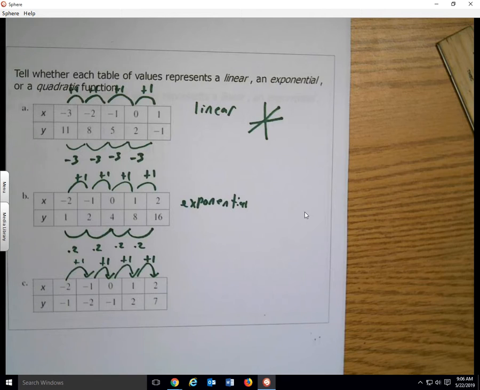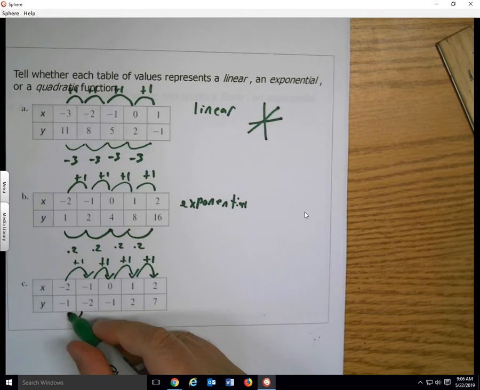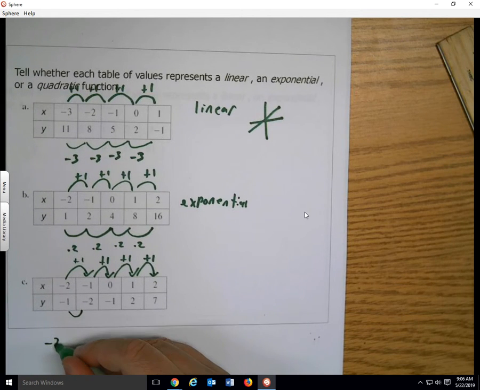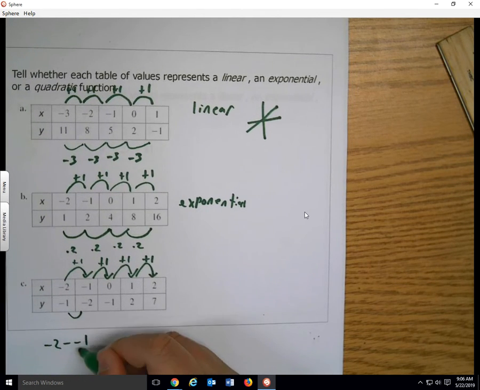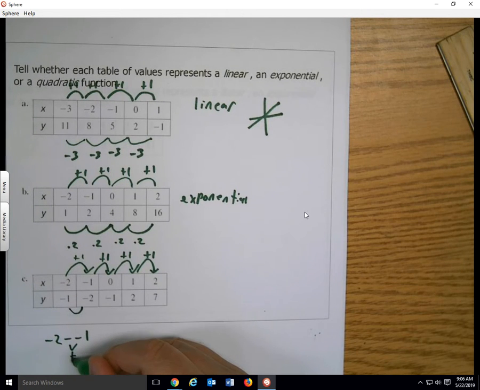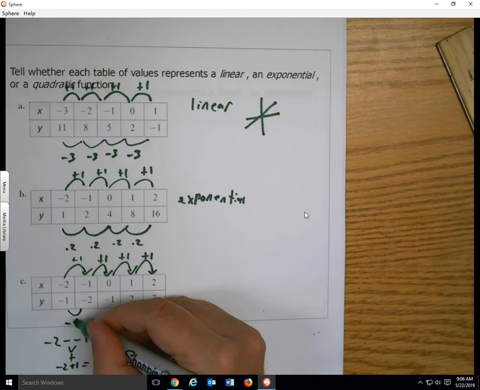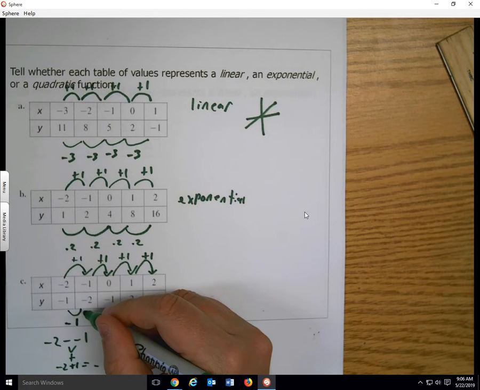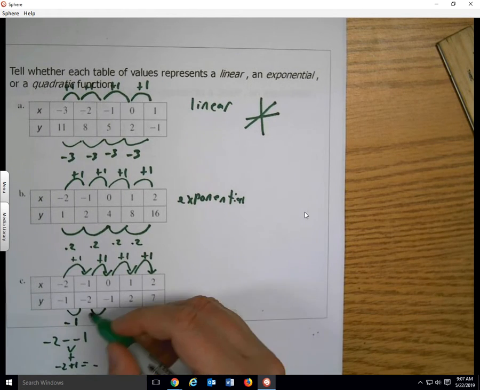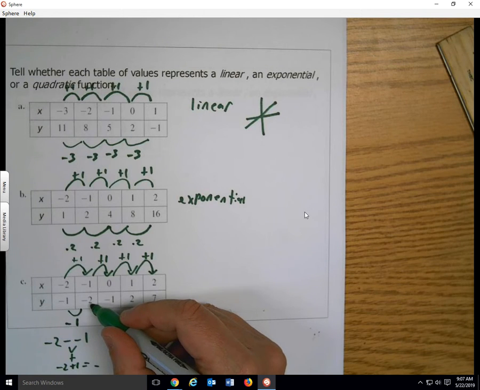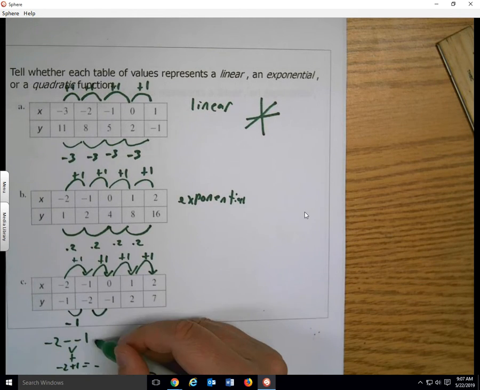So what is this idea of second differences? Well, let's find the first difference first. A -2 and a -1, if I were to subtract them, let's just write it out so you can see what I'm doing: -2 minus a -1, but a negative and a negative is a positive. -2 plus 1 would equal a -1. So the first difference would be a -1. Okay, then let's do it again. A -1 minus a -2. That would be a positive 1.